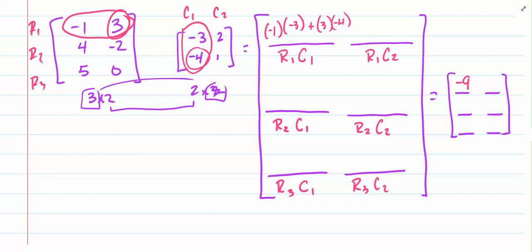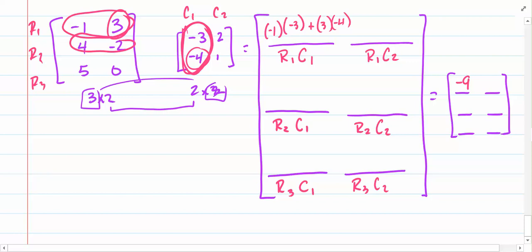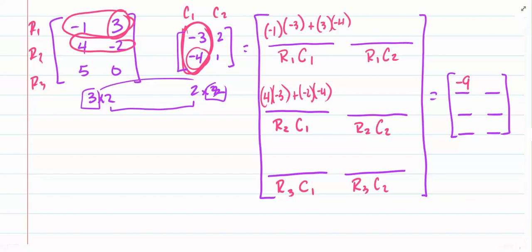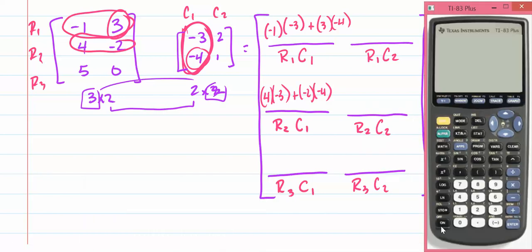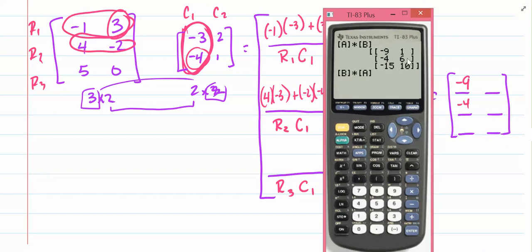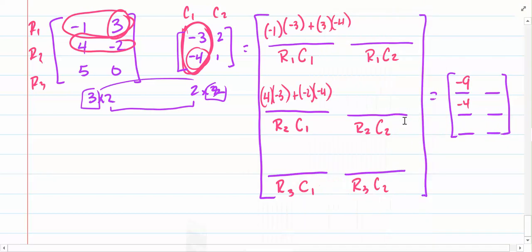So let's go to row 2, column 1. I'm going to have a 4 times -3 plus a -2 times a -4. So that gives me -12 plus 8, which is -4. How are we doing so far? Are we getting this right? Check this out. The -9, -9, -4, -4. Things are looking good for us, okay?